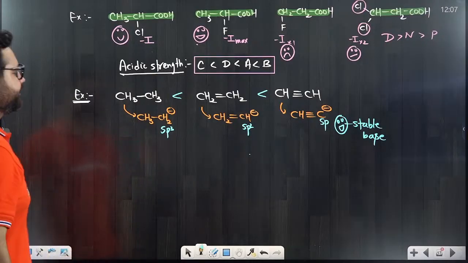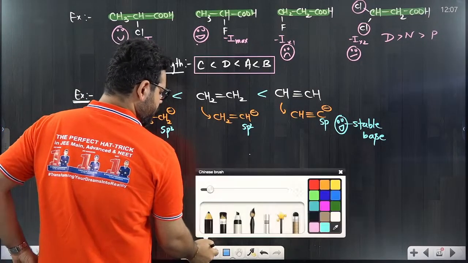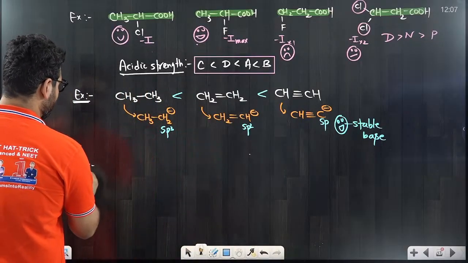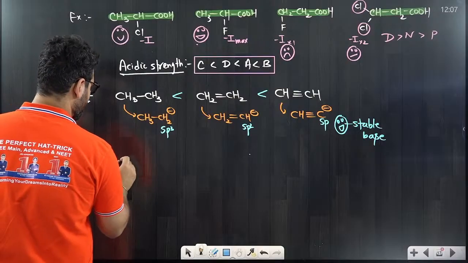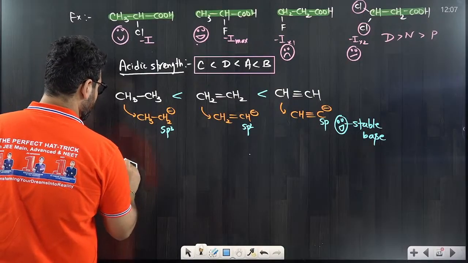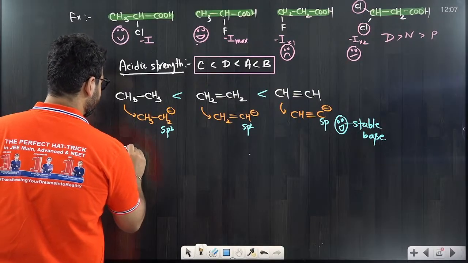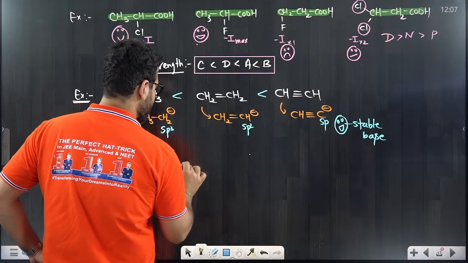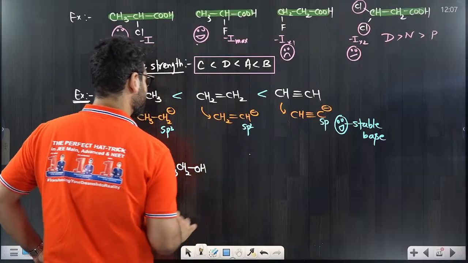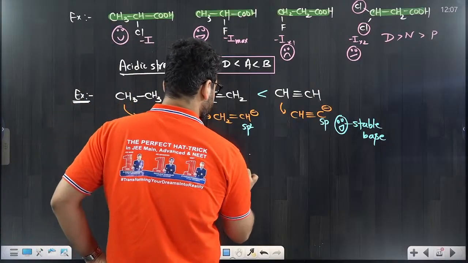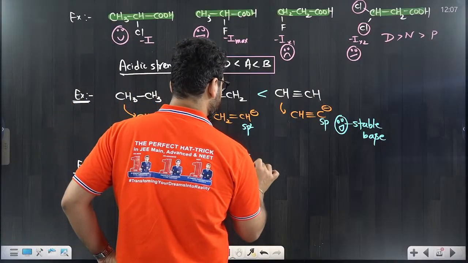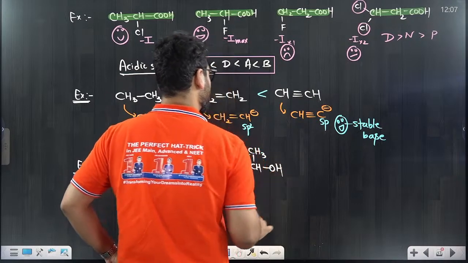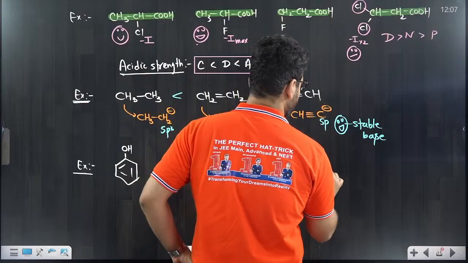So this is the one. You can take an example of alcohol as well. Let me take one alcohol. So I take phenol versus ethanol versus isopropyl alcohol versus tertiary butyl alcohol.